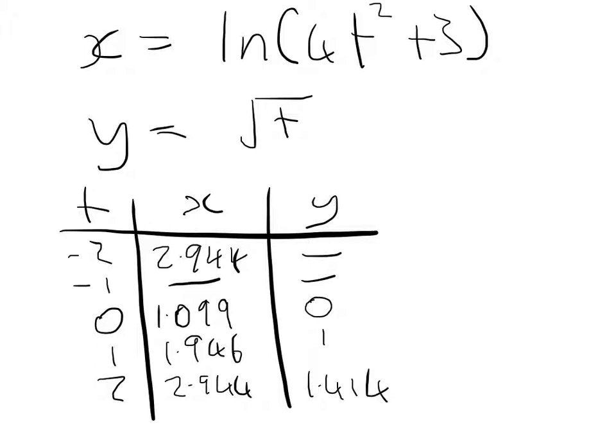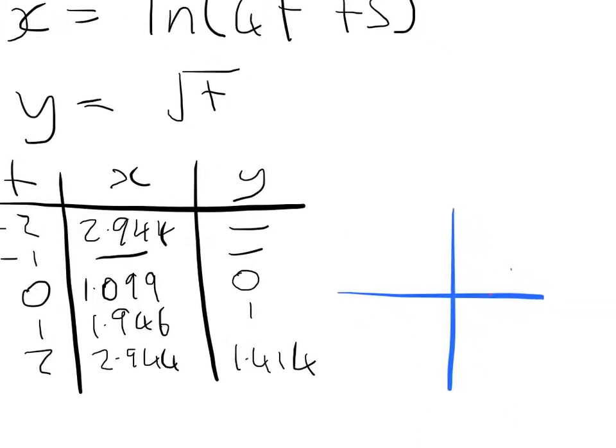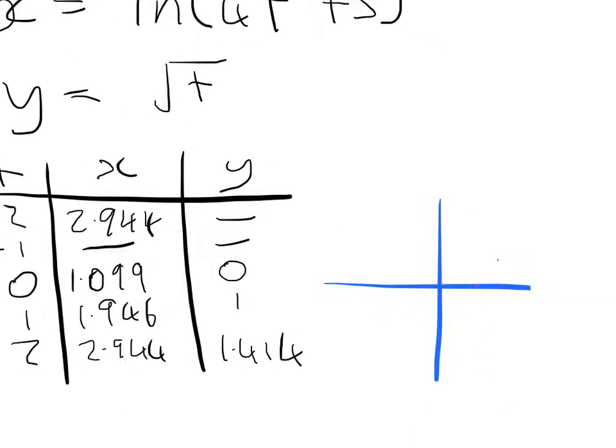So we can graph this. We start off with x is 1, y is 0, then x is 1.9, y is 1. X is 2.9, y is 1.44. I'm going to get something that looks a little bit like that.